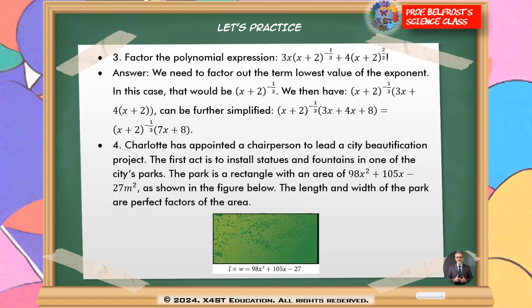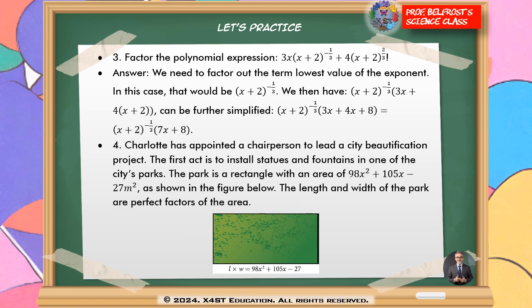Third, factor the polynomial expression 3x times (x plus 2) to the power of minus 1/3 plus 4 times (x plus 2) to the power of 2/3. First we need to factor out the lowest exponent, which is (x plus 2) to the minus 1/3. Then we do the factorization and simplify, and it yields (x plus 2) to the minus 1/3 times (7x plus 8).